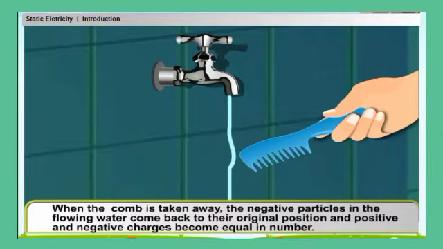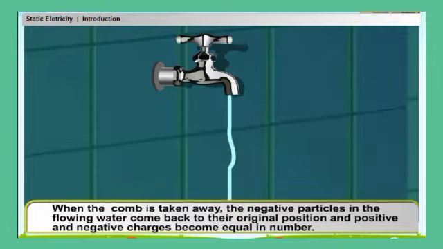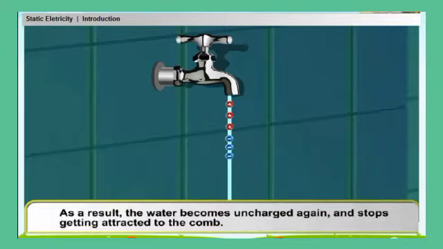When the comb is taken away, the negative particles in the flowing water come back to their original position and positive and negative charges become equal in number. As a result, the water becomes uncharged again and stops getting attracted to the comb.